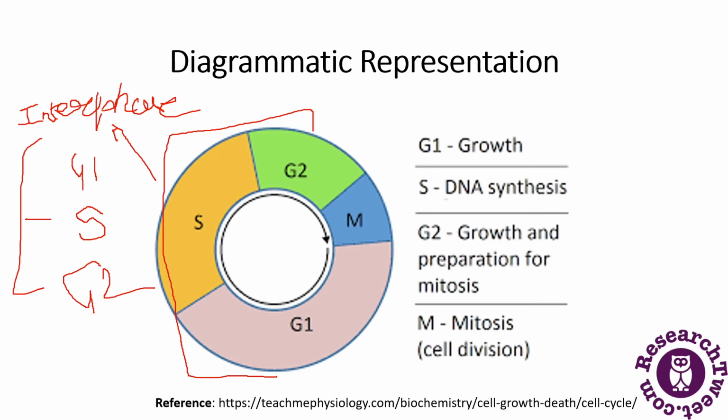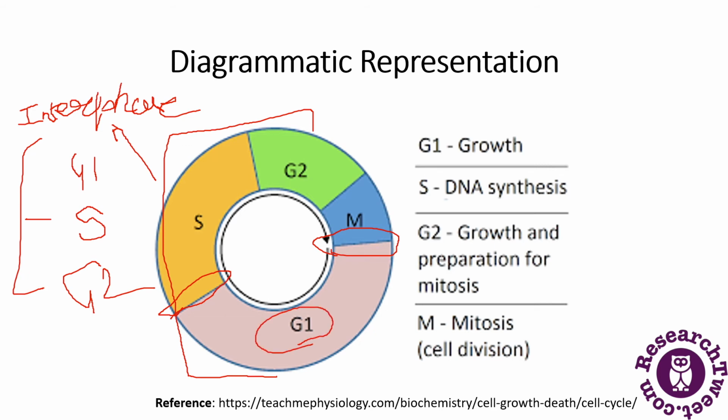So here S is the period during which the DNA synthesis occurs. G1 is the period at the end of the M phase and start of the DNA replication. So M phase is ending here, and there is the start of DNA synthesis or DNA replication. G1 phase is this phase.